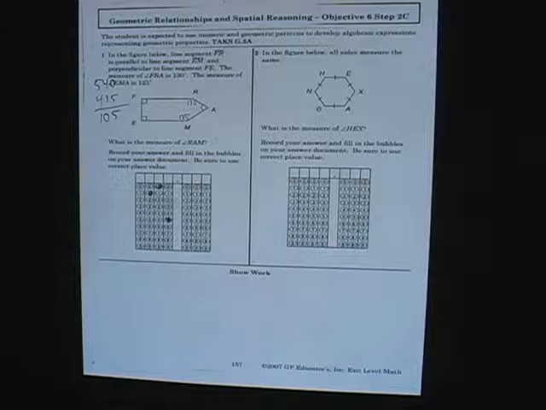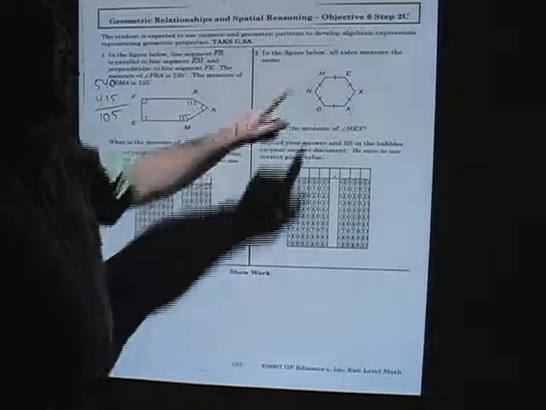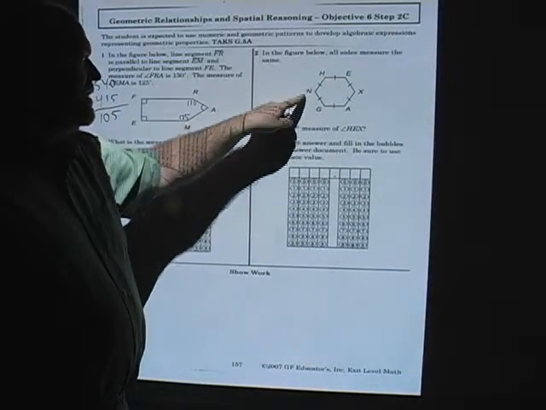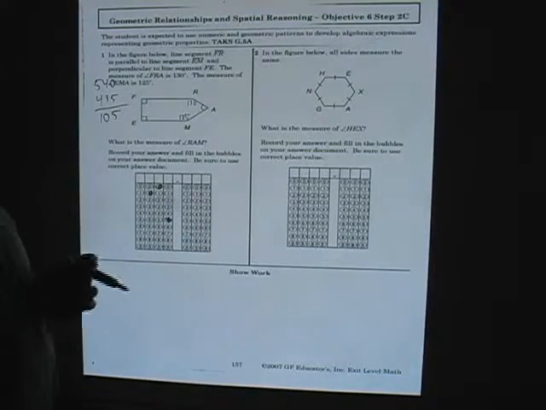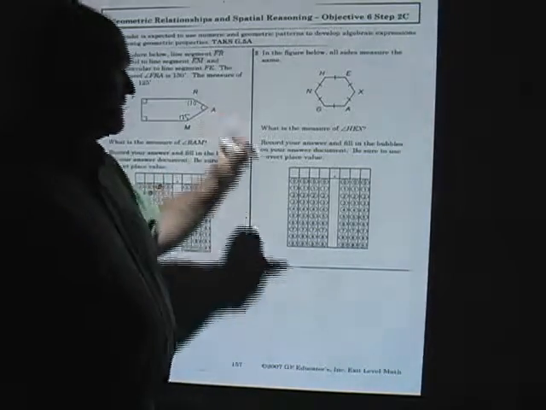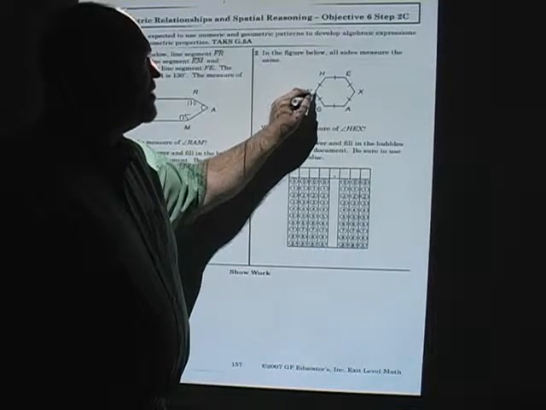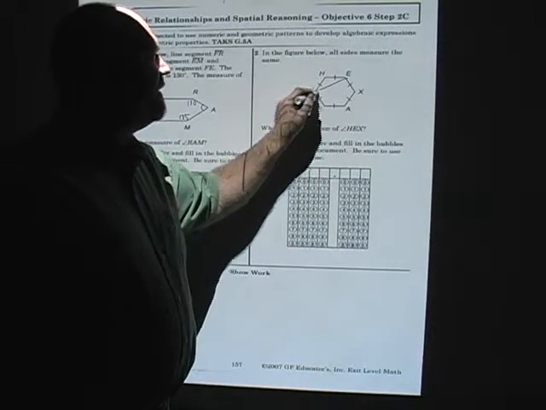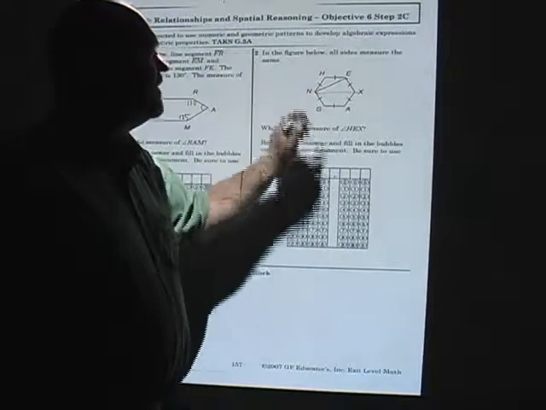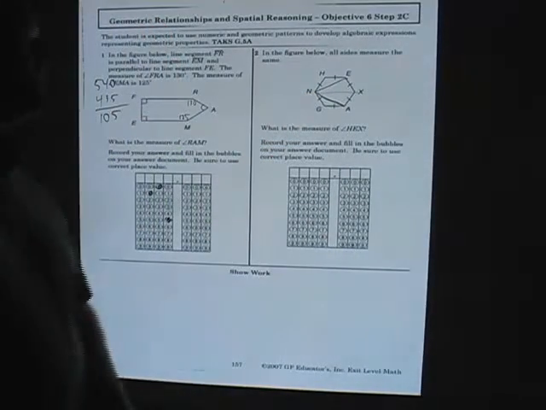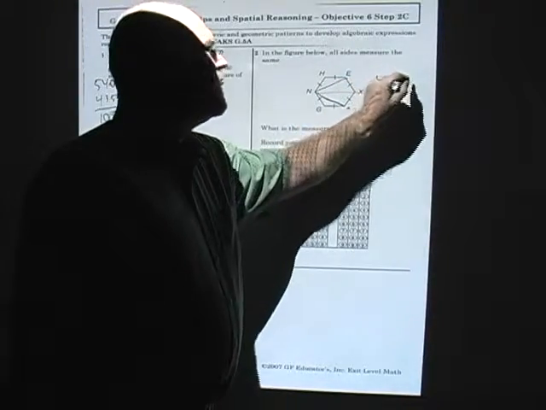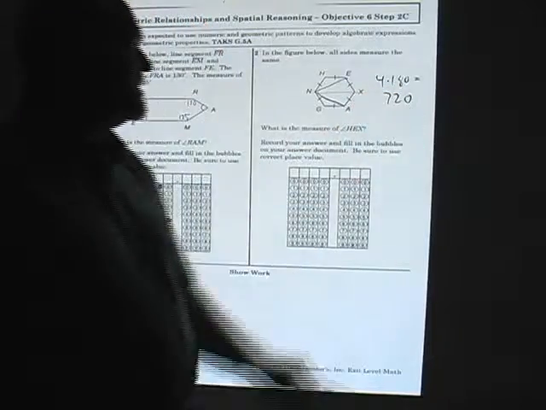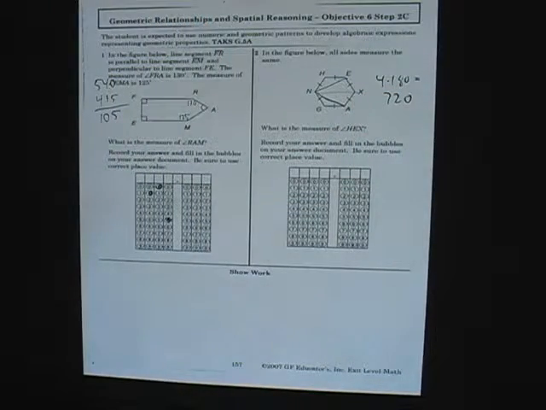Okay. Number 2. There's something a little different. Notice how they spelled out hexagon right here. This is a hexagon. It's 6 sides. If you want to go ahead and draw your triangles out, there and there. How many triangles are there? There's 4. 4 times 180 is 720. So these angles need to add up to 720.